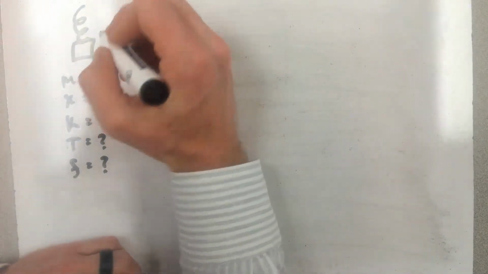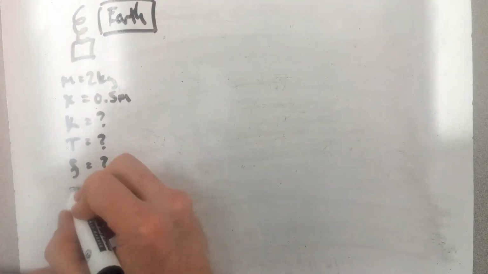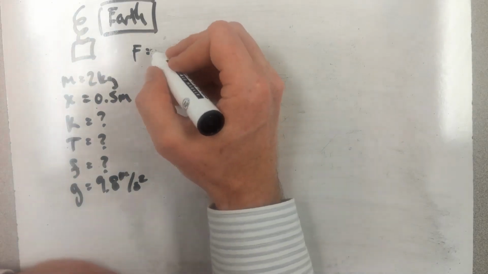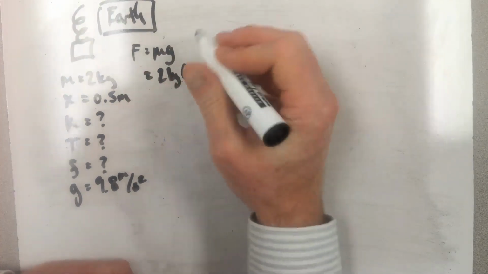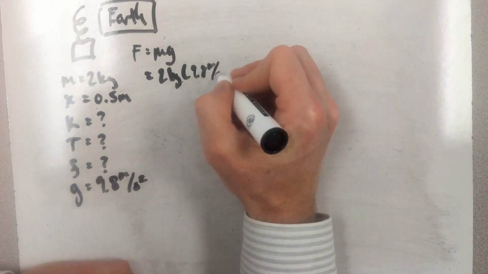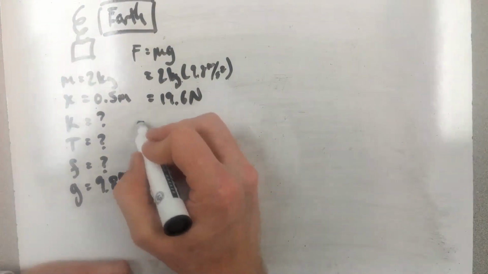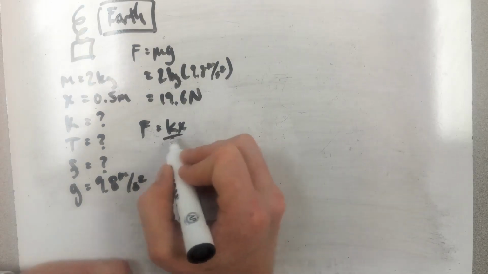Okay, so first things first, let's go ahead and explicitly state Earth. So our G, we do know one more thing. G is 9.8 meters per second squared. Okay, cool. So our force pulling down on the spring to start with is mg, or 2 kilograms times 9.8 meters per second squared, or 19.6 newtons.